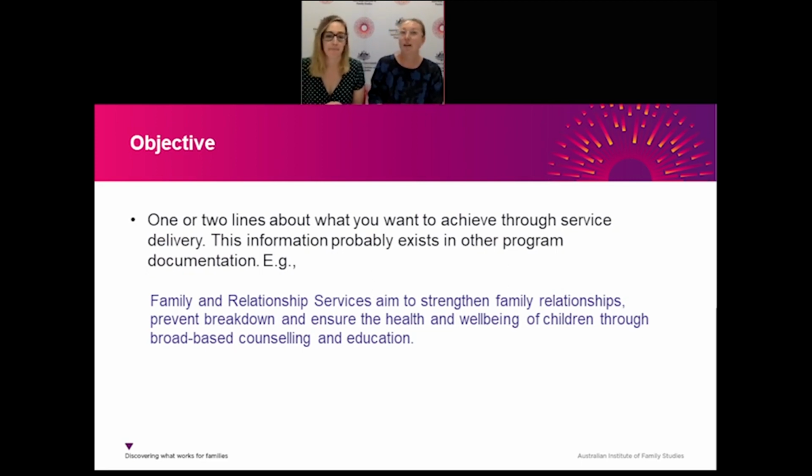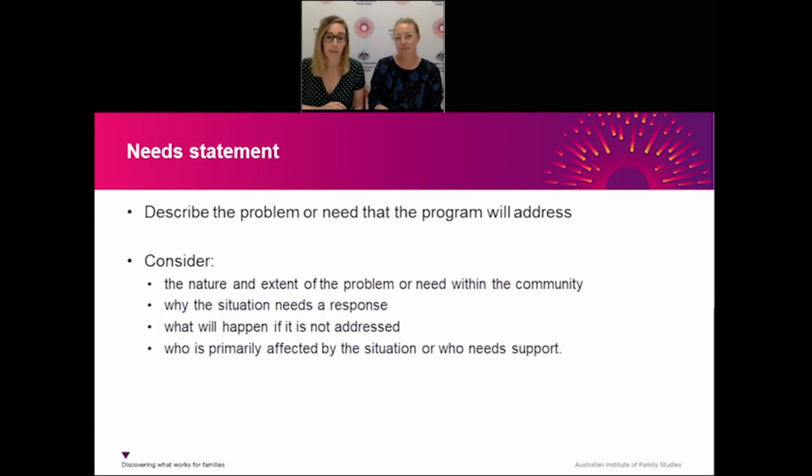So now to get into the detail about how to approach each section of the program logic template. We're going to use the multiple service program logic example to explain each section. Kat, let's start with the objectives. Okay, objectives. This one is very straightforward. It's really just writing one or two lines about what you want to achieve through service delivery. This information probably already exists in other program documentation that you have. So in our multiple service example, the objective is: family and relationship services aim to strengthen family relationships, prevent breakdown and ensure the health and well-being of children through broad-based counselling and education.